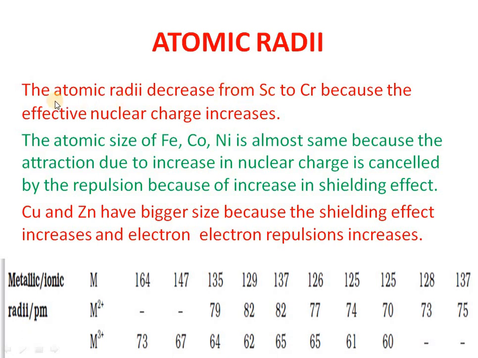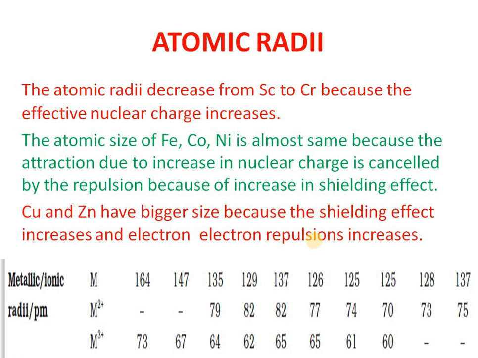Now from scandium to chromium, it is decreasing. Why? Because of increase in effective nuclear charge. Second, the atomic size of iron, cobalt, nickel is almost the same, because the attraction due to increase in nuclear charge is cancelled by the repulsion because of increase in shielding factor, since the d orbitals are filling, which has poor shielding. Third, copper and zinc have a higher size because the shielding effect increases and electron repulsions increase. So these factors oppose the decrease in atomic size due to increase in nuclear charge.